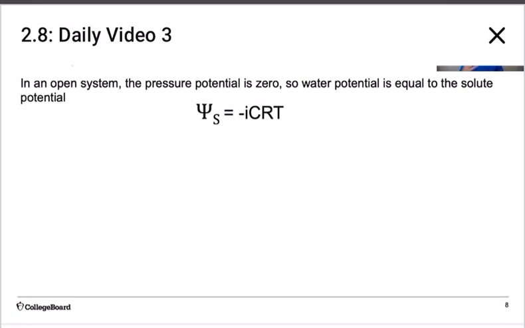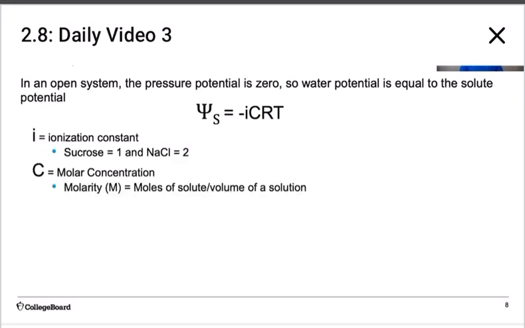Solute potential is equal to -iCRT. This formula is located on your formula sheet, so there's no need to memorize it. You just have to be able to use it and understand it. For the formula, i is equal to the ionization constant. Sucrose is equal to 1 and salt is equal to 2 in terms of ionization constants. C is equal to molar concentration. Molarity is the moles of solute per volume of a solution.